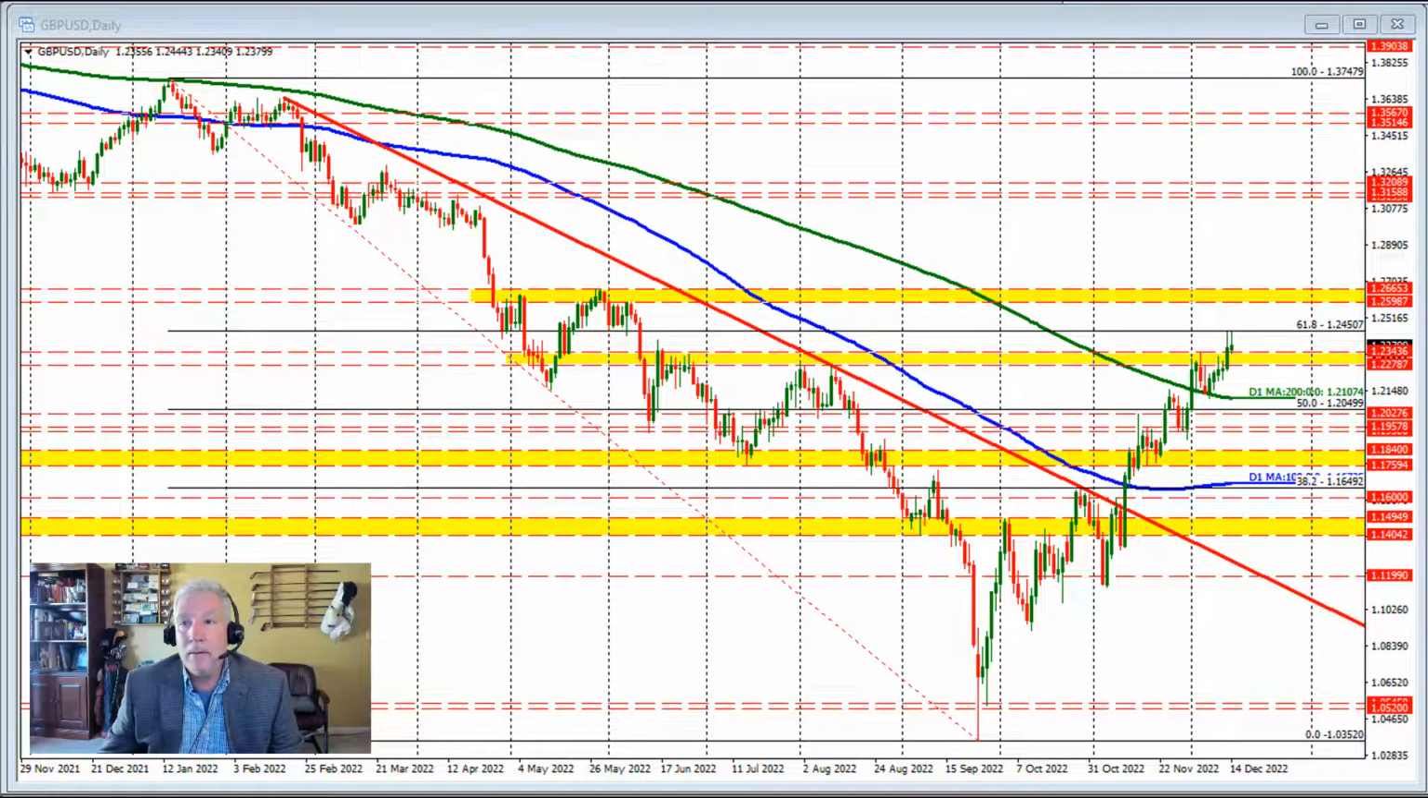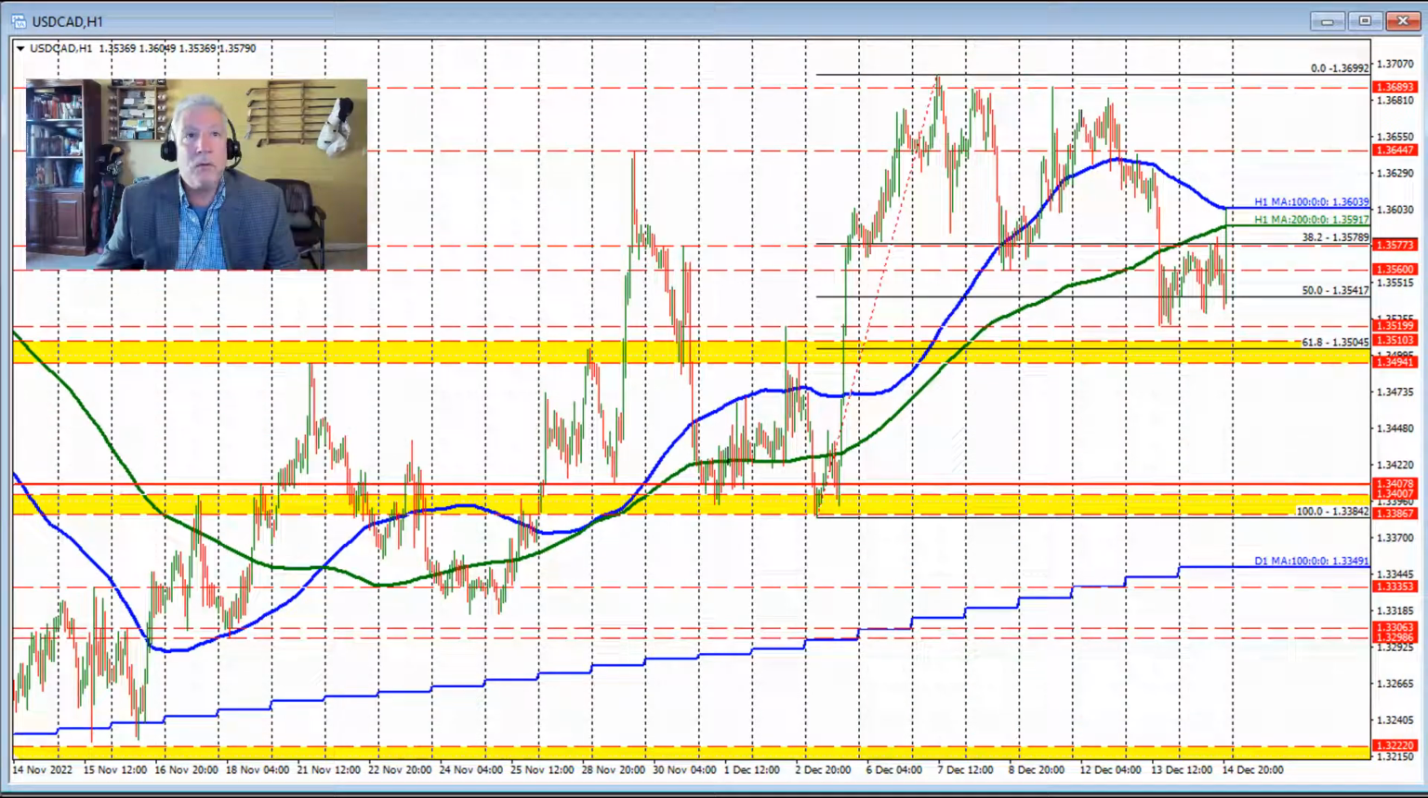Let's take a look next at the dollar versus Canada. I'm going to take a look at the hourly chart in this currency pair. Why? Because the price is moving up and testing the 200 and 100 hour moving averages. The price moved right up to the 100 hour moving average of 136.039 and backed off, currently trading at 135.74. The 200 hour moving average is 135.91.